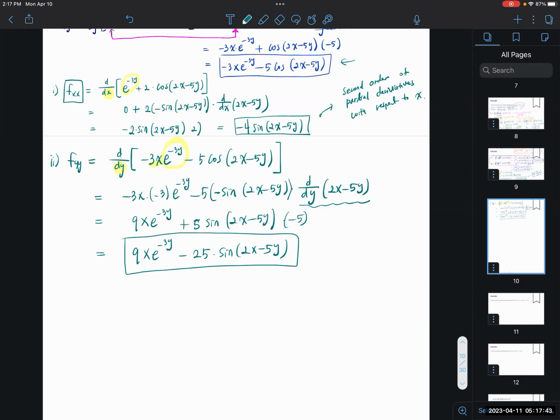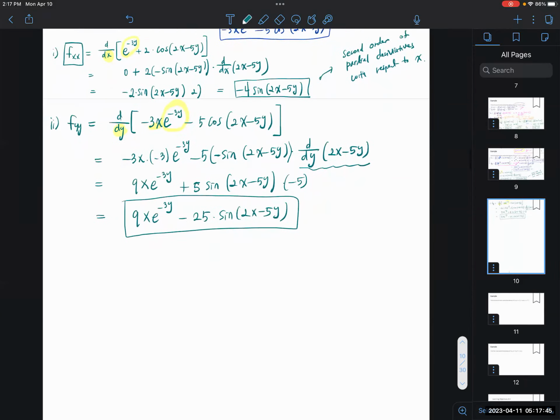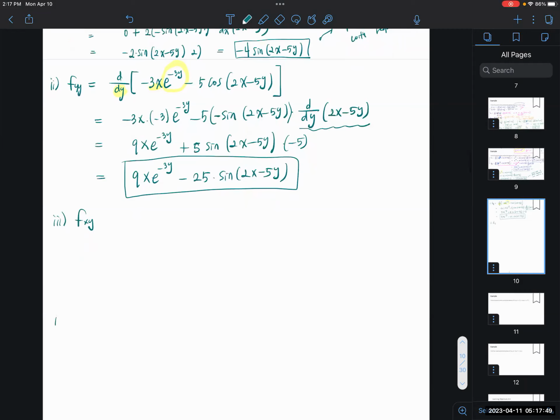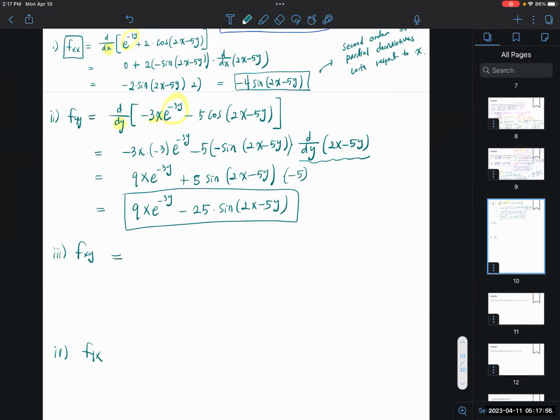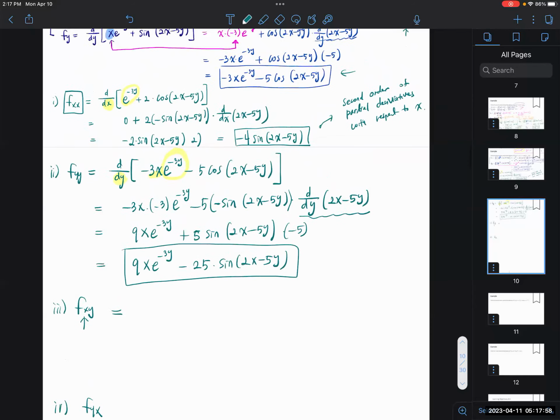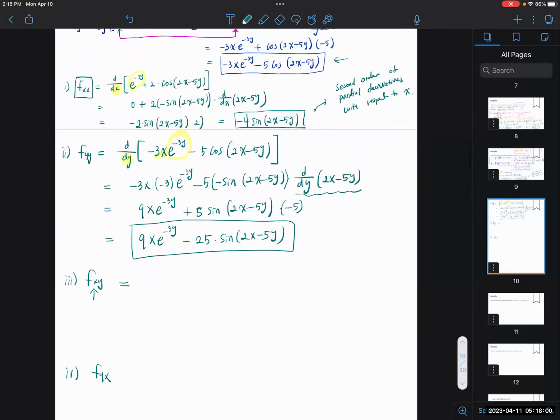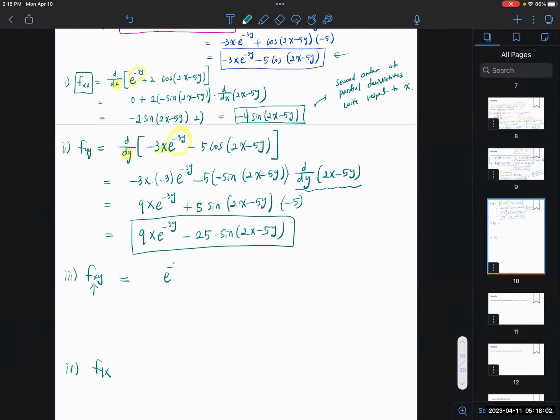We got it. All right, 2 more. fxy, and you're going to do fyx. Am I correct? So let's do it. First, that means you already have f of x. Where are you? Right there. So you already have e to the negative 3y, 2 cosine 2x minus 5y. So this is f of x. I'm going to take the derivative with respect to y.